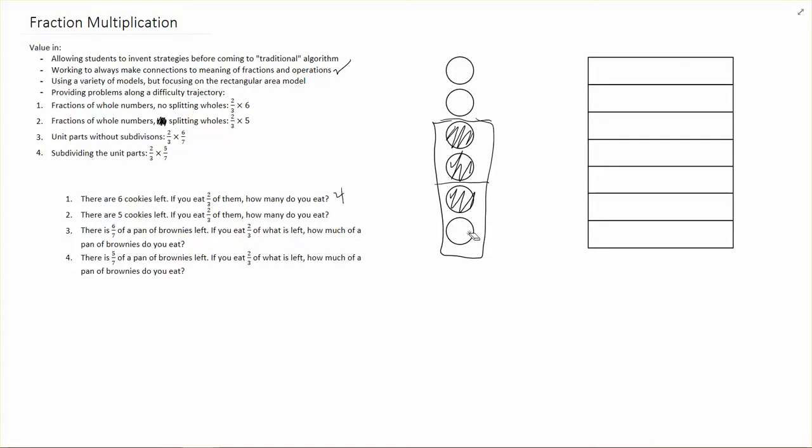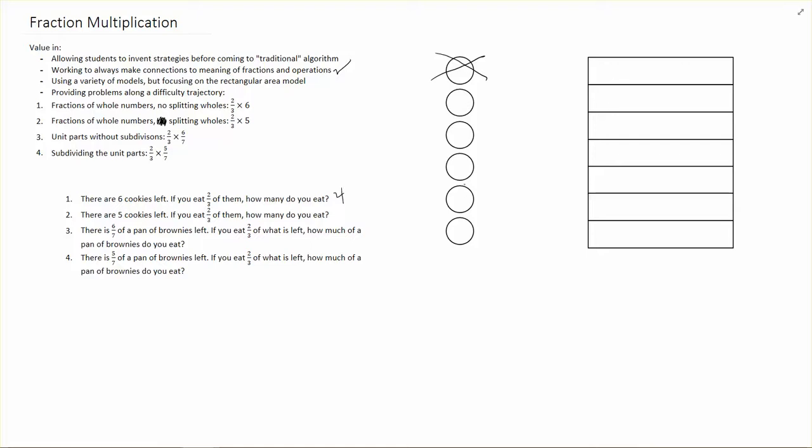Let's go ahead and clean up our picture here and talk about a question like this. There are 5 cookies left, so I'm going to go ahead and just X this one out. It's not around. There are 5 cookies left. If you eat 2/3 of them, how many do you eat? Now, if I'm looking at 5 cookies and I want to find a group of 2/3 of them, if I'm really going to split this into thirds, that's going to be a much more challenging task than when I had 6 cookies. 6 cookies, it was easy because I didn't have to split up wholes at all.